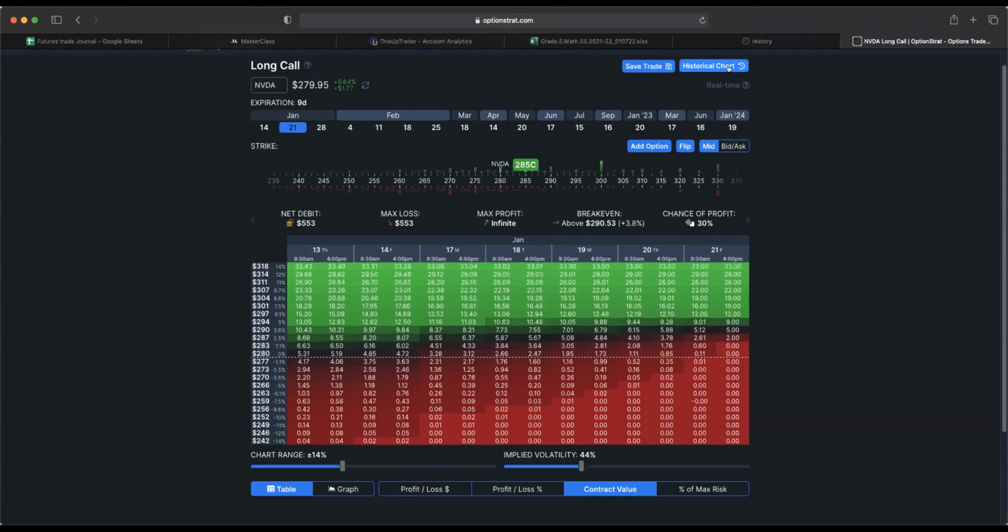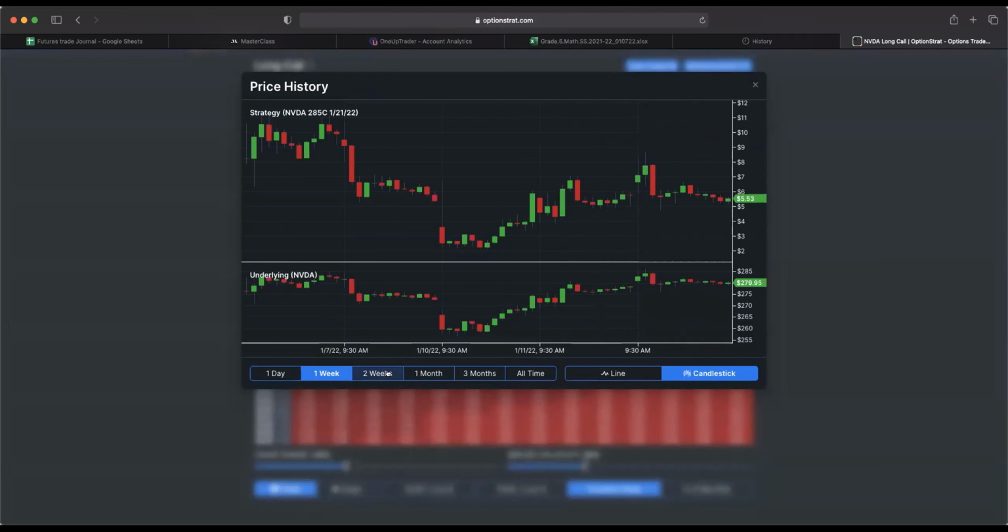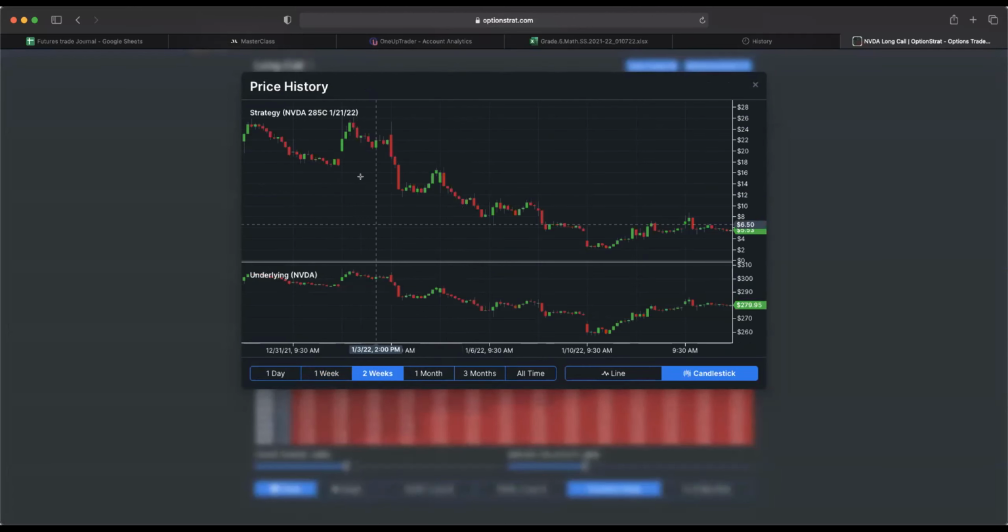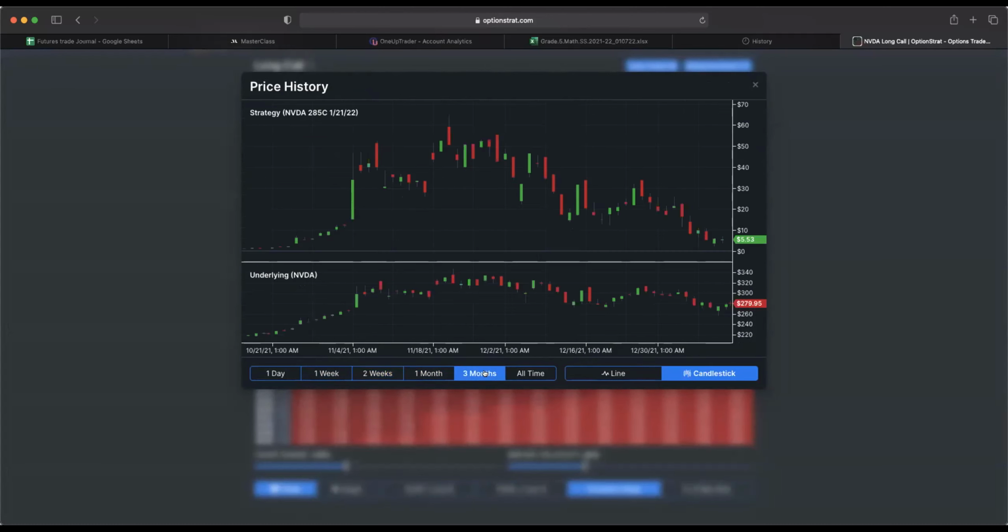This is my favorite part. You click historical chart, and then you look at it compared to the stock. So, let's say on Monday, these 285s were going for $2, right? And the last time they were at $2 was a long time ago, like in October, right? So it's back at $2.